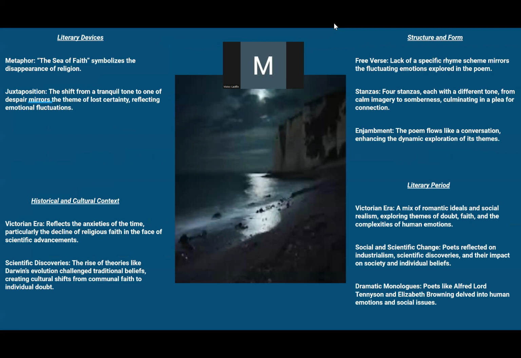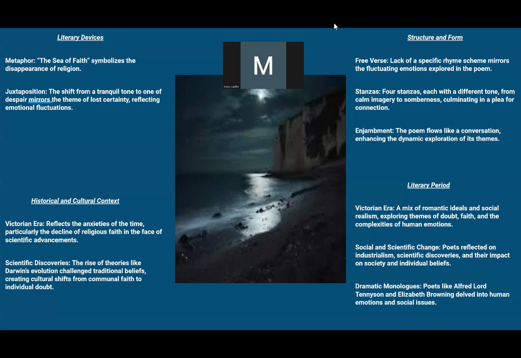Literary devices that were used in this poem were metaphors and juxtaposition. As mentioned before, the sea of faith symbolizes the disappearance of religion. Juxtaposition shifts from a tranquil tone to one of despair and mirrors the theme of lost certainty, reflecting emotional fluctuations.